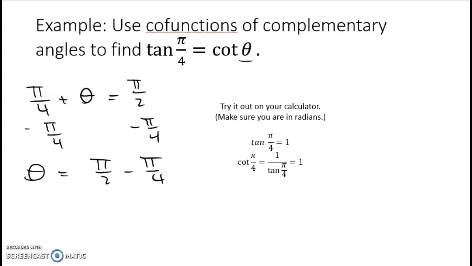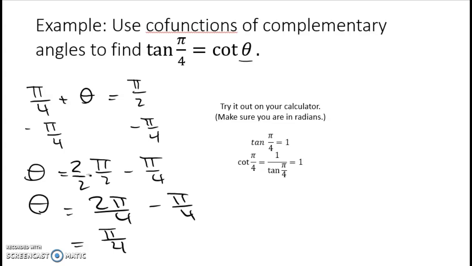Now I need to get the denominators the same. They both need to be 4, so I'm going to multiply this by 2 over 2. So that'll be 2 pi over 4 minus pi over 4, which is 2 pi minus pi, that is pi over 4. So theta is pi over 4.